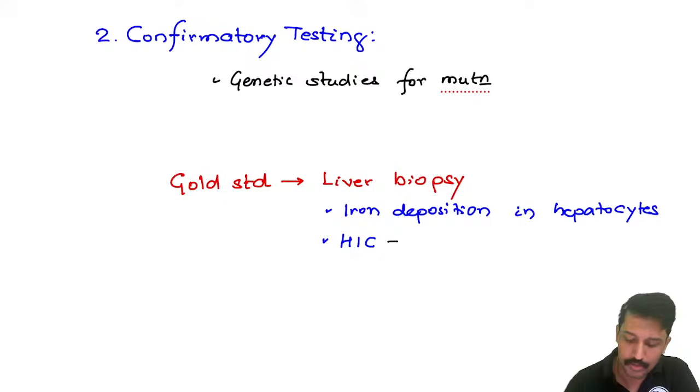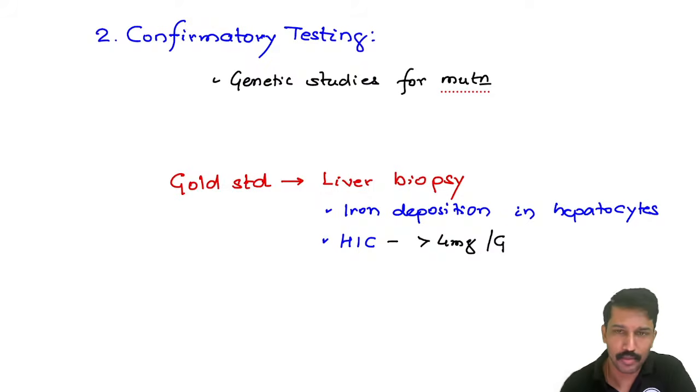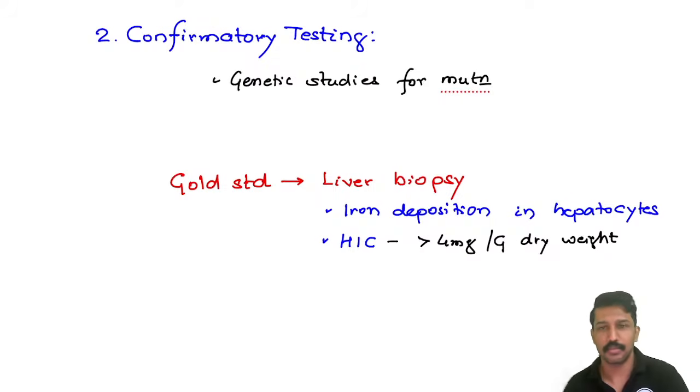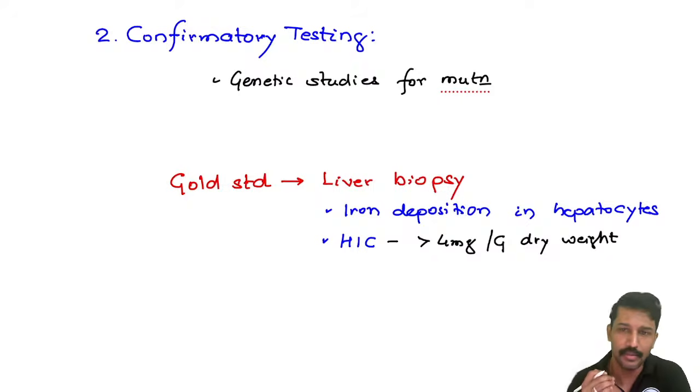A hepatic iron concentration of more than 4 milligram per gram of the dry weight of liver is highly suggestive of iron overload. We will call it hepatic iron concentration. Okay.